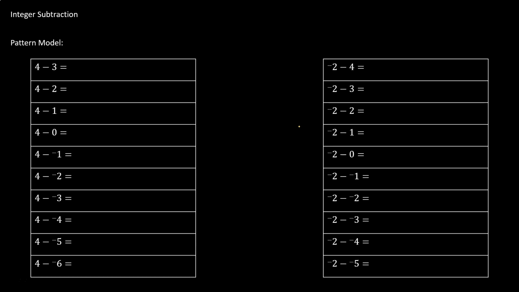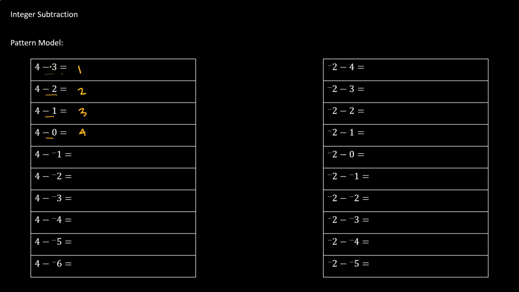We can also use the pattern model to demonstrate integer subtraction. 4 minus 3, that's just like whole number subtraction, that's equal to 1. 4 minus 2, that's equal to 2. 4 minus 1, that's equal to 3. 4 minus 0, that's equal to 4. Notice here that we are subtracting one number larger each time.